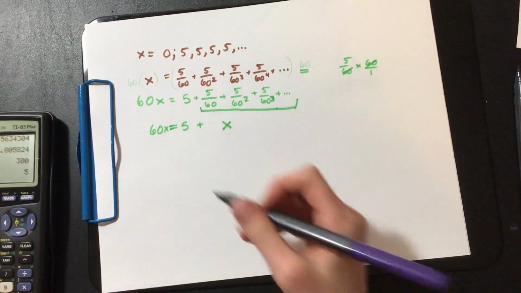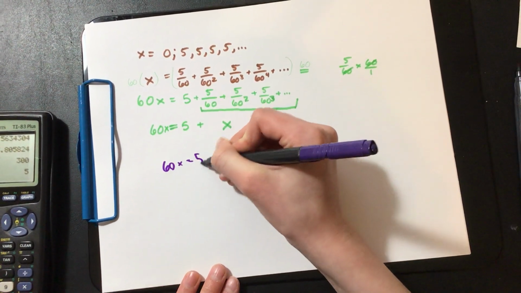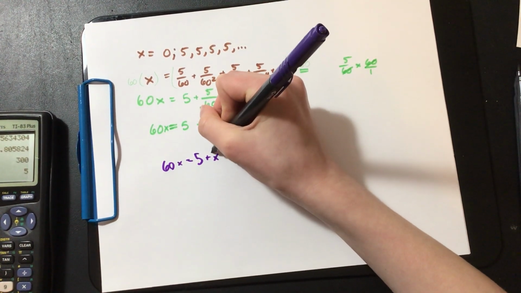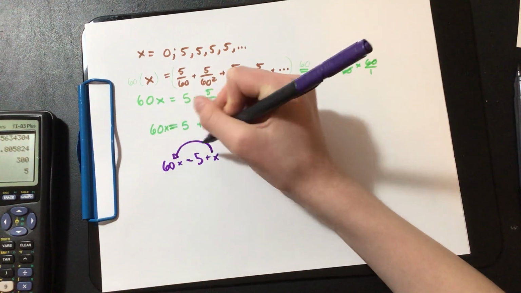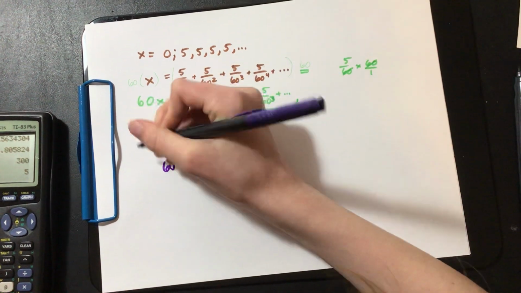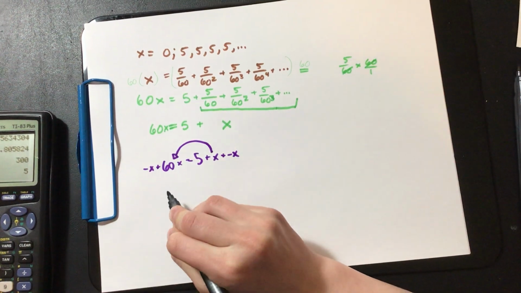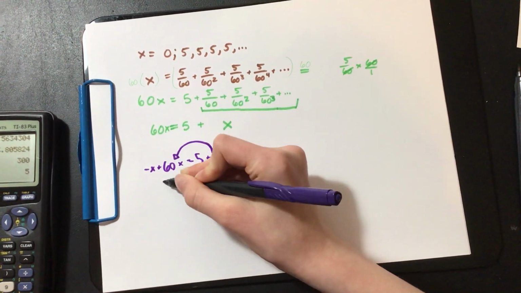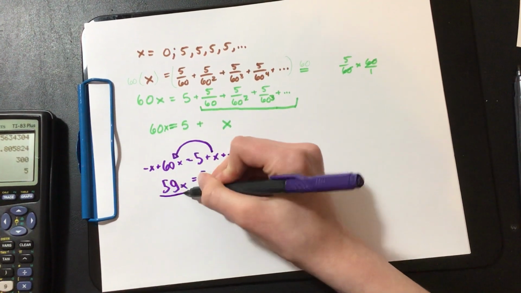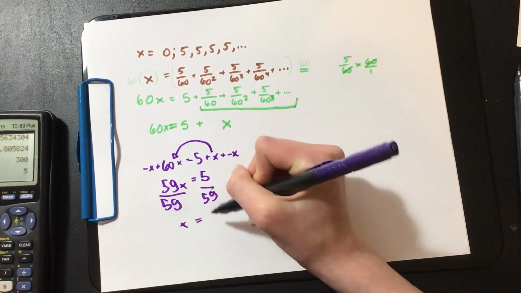Is that something you know how to solve? Yes, actually. So we have 60x equals 5 plus x. We try to get this x over to there, so we add negative x. Negative x plus 60x would be 59x. So 59x equals 5, and now we divide both sides by 59. We'll be left with x equals whatever number that is.